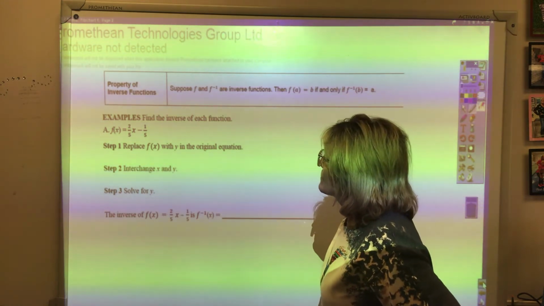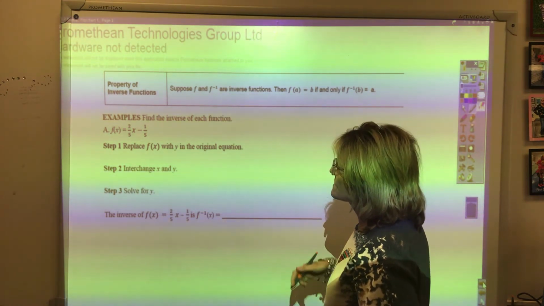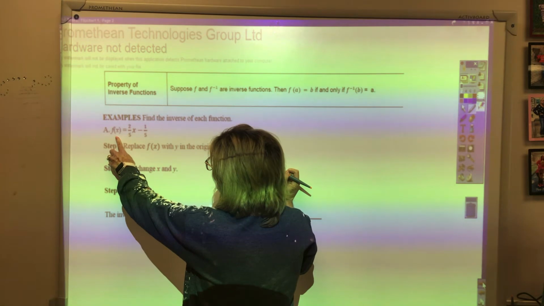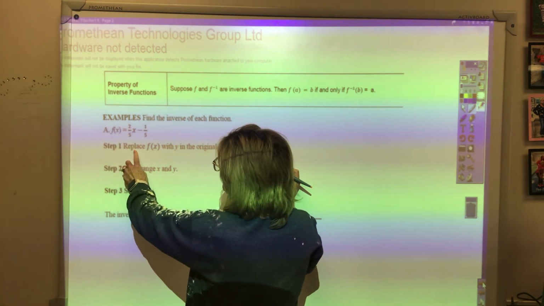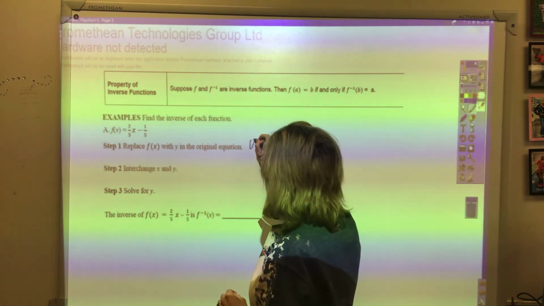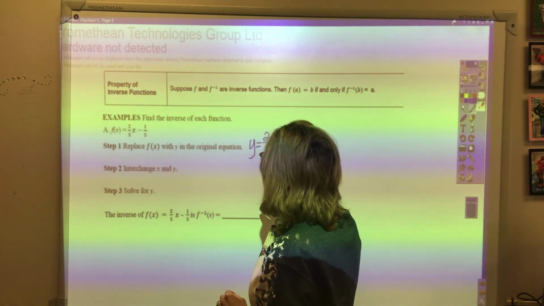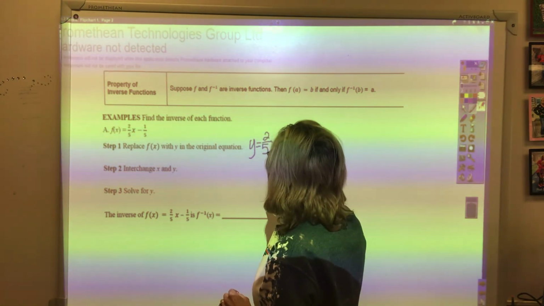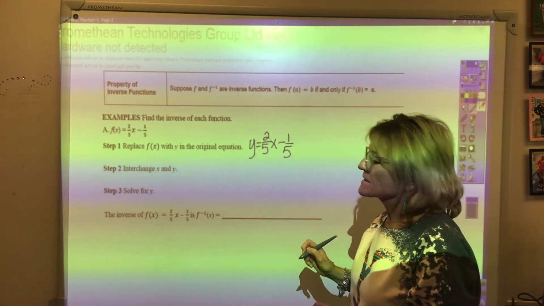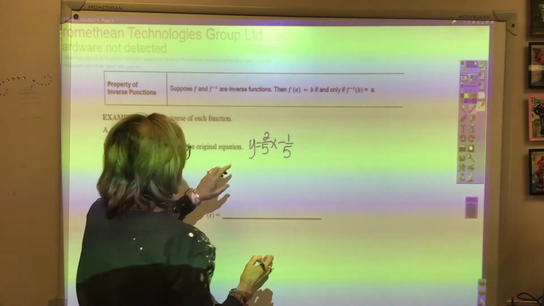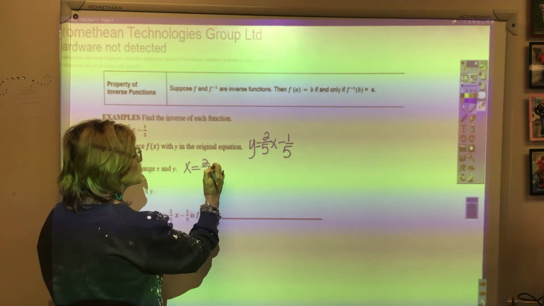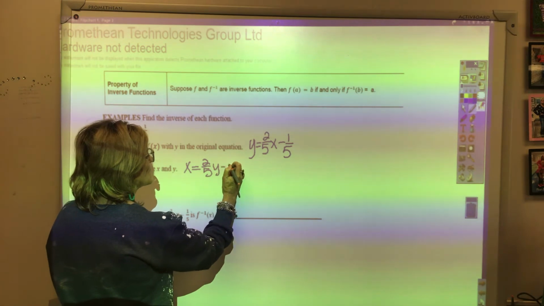The way you go about finding a function's inverse is this way. We're going to start with the function f of x equals 2/5 x minus 1/5. Our first step is to replace f of x with y in the original equation. So that would look like this: y equals 2/5 x minus 1/5. Step 2 is to interchange x and y, which means that where there's a y, we're going to put an x, and where there is an x, we're going to put a y.